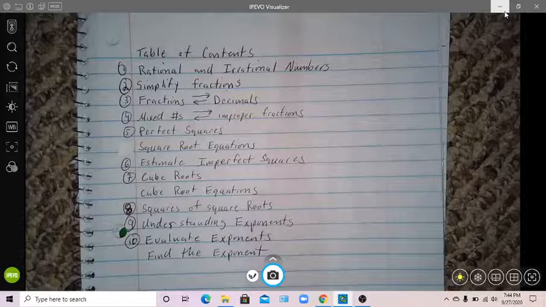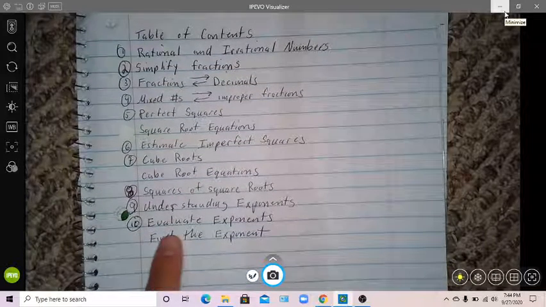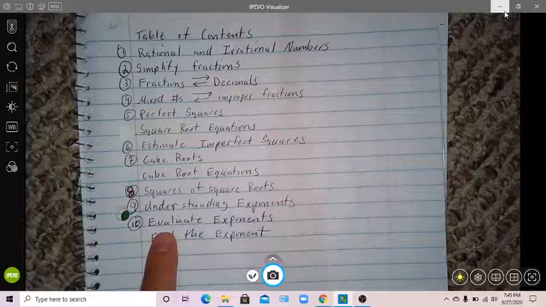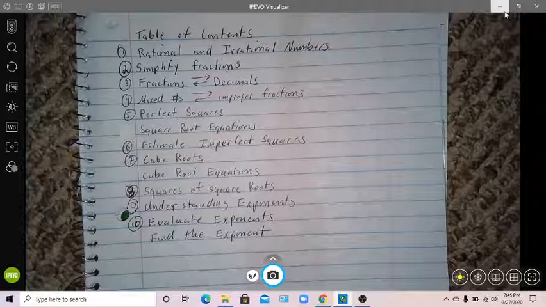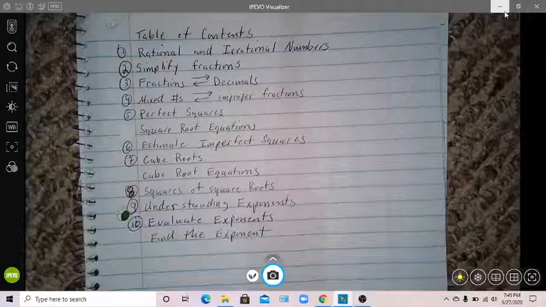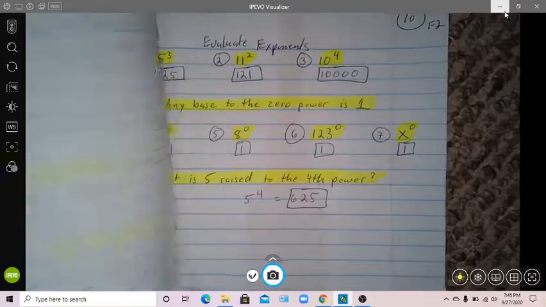Okay, so for the next thing in your notebook, you're not adding a new page. The last thing on page 10 was evaluate exponents. We're just going to add find the exponent to it. So I'm going to go back to page 10. You already have that. We're just going to add something to it.